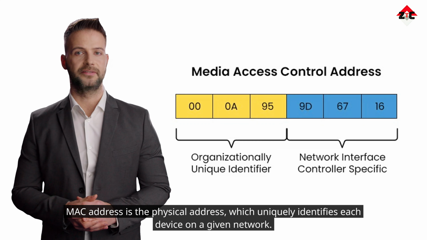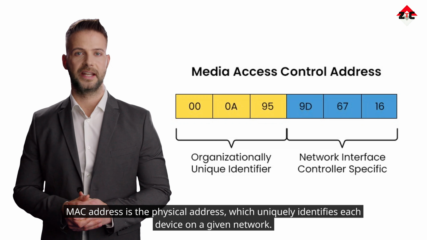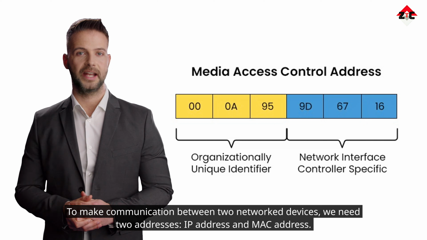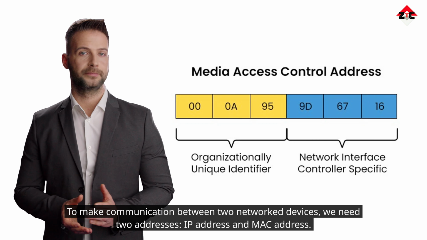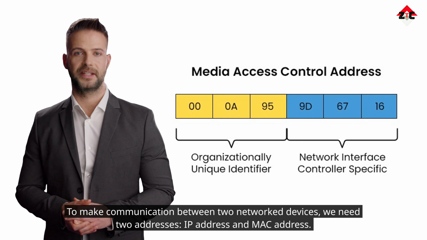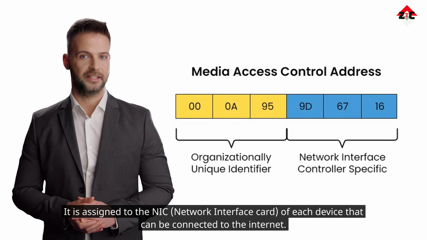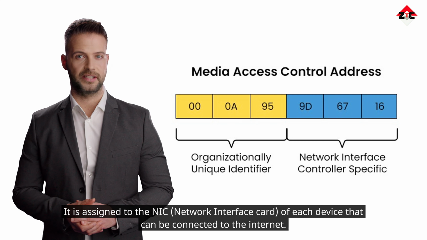What is a MAC address? A MAC address is the physical address, which uniquely identifies each device on a given network. To make communication between two network devices, we need two addresses, IP address and MAC address. It is assigned to the NIC, Network Interface Card, of each device that can be connected to the Internet.